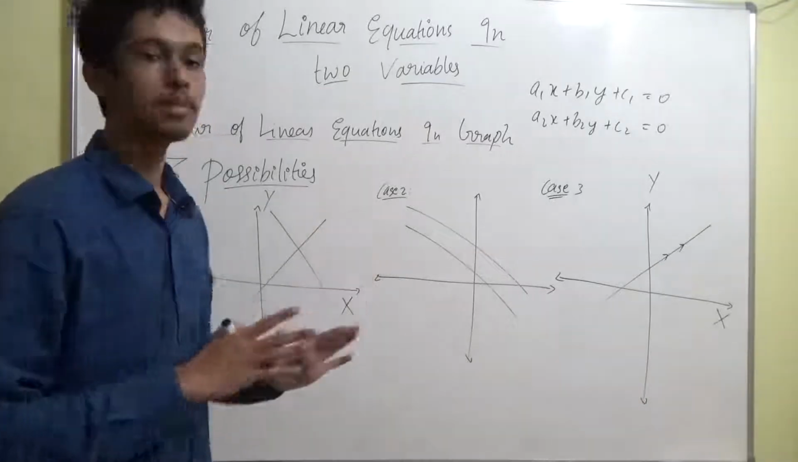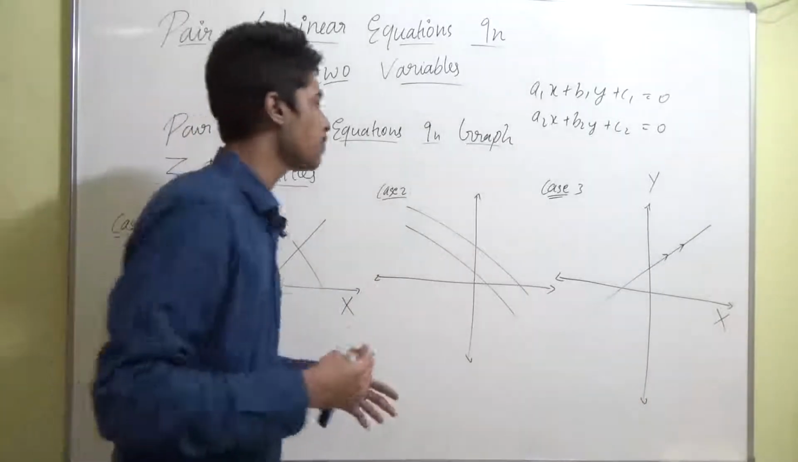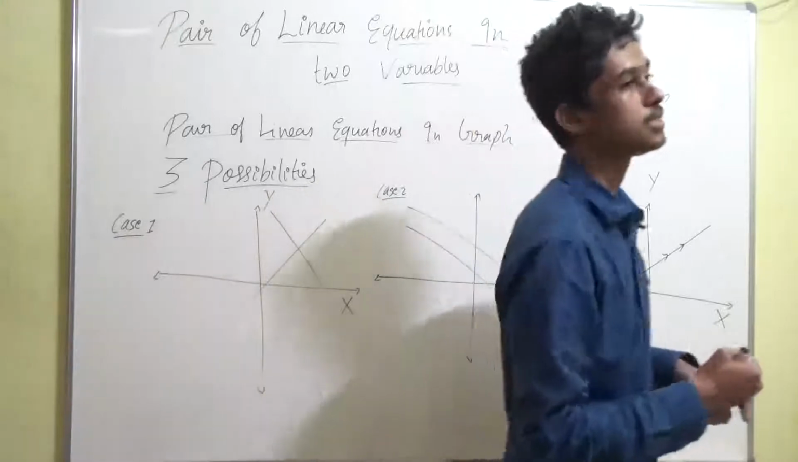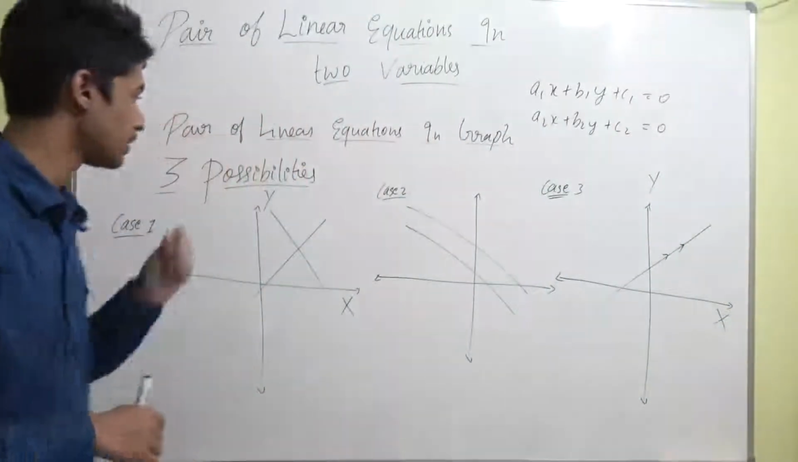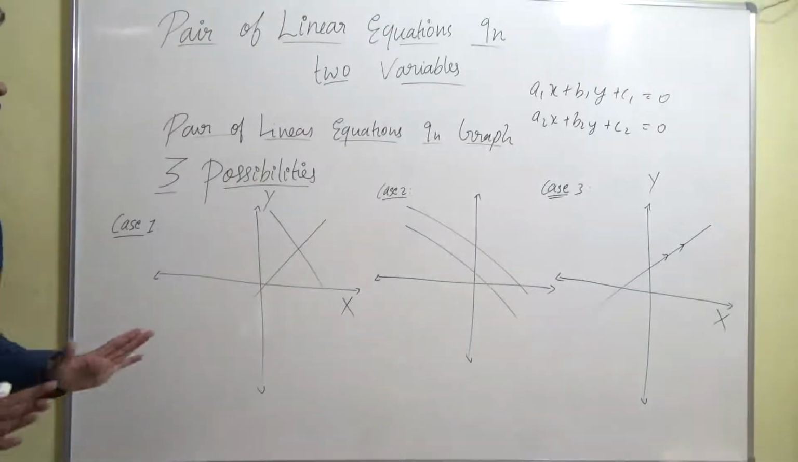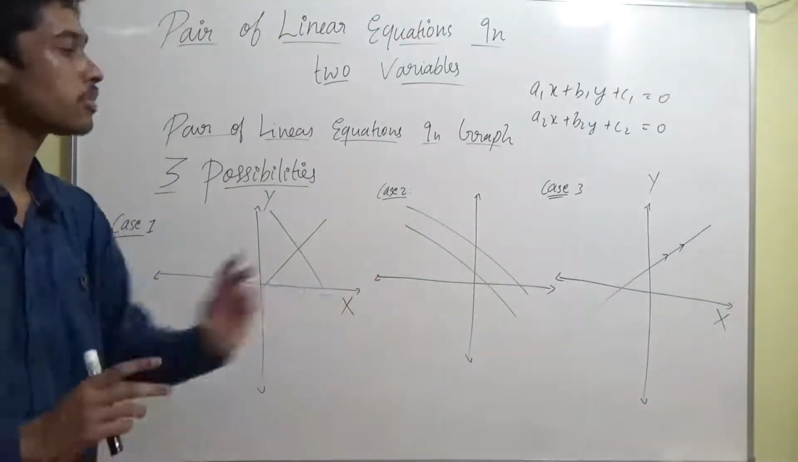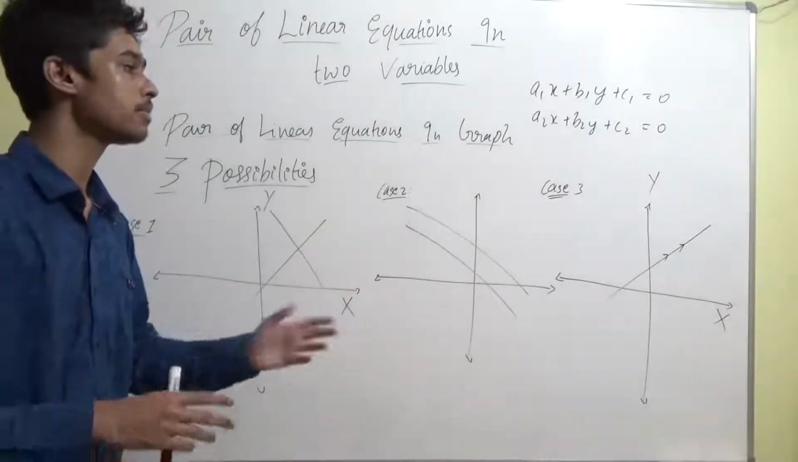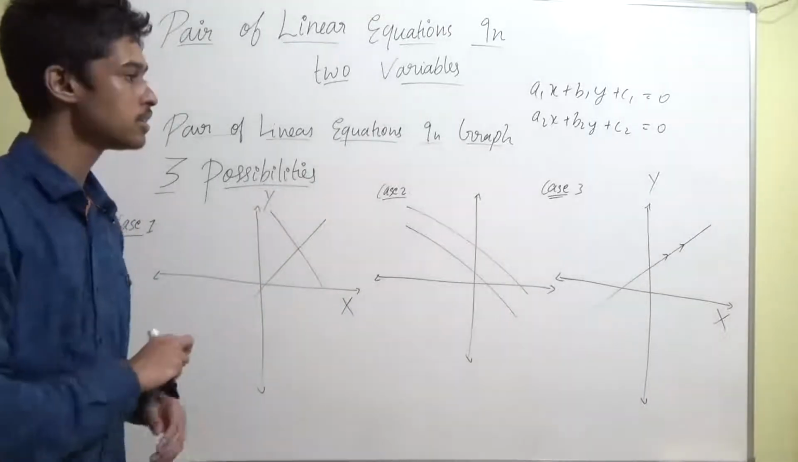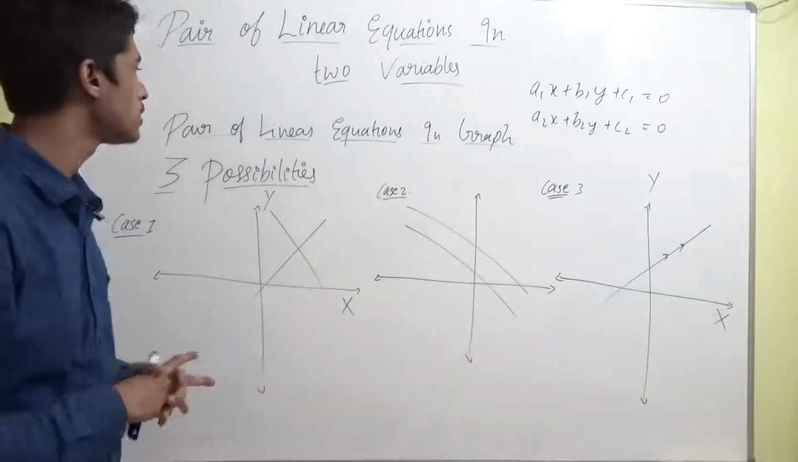It has some significance in this chapter. All these graphs will have a significance in this chapter. So it's very important to learn the graph thoroughly. So that's it, guys. Basically, I'll summarize it. There are three types of graph possible. One might be intersecting, another will be parallel, and another might be collinear, which is coinciding lines.